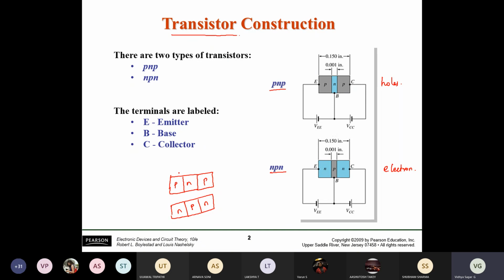So now with respect to the construction, I'm going to talk about the terminals: emitter, base, and collector. How the regions of emitter, base, and collector are defined: the base region should be as small as possible. I'll explain why later. The emitter terminal is defined as a heavily doped region, and the collector terminal as a lightly doped region. Right.